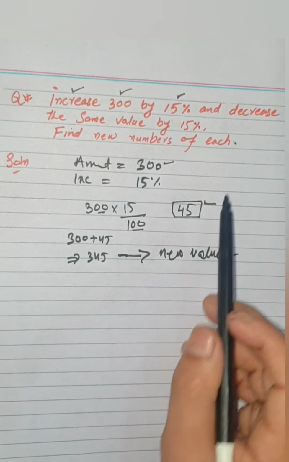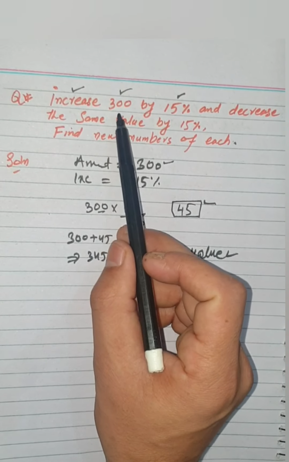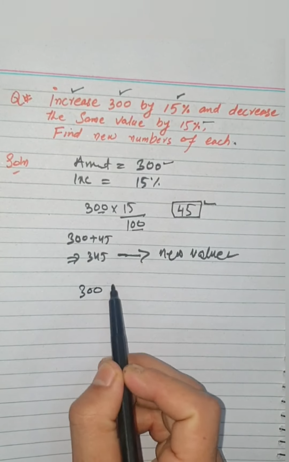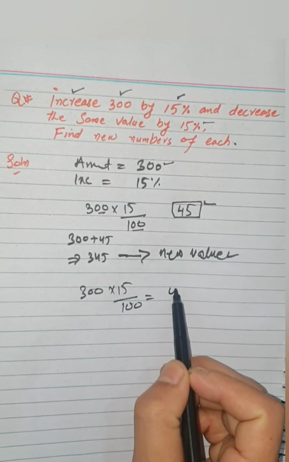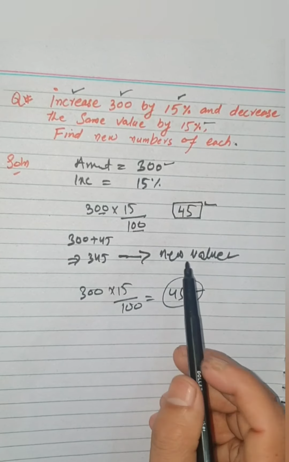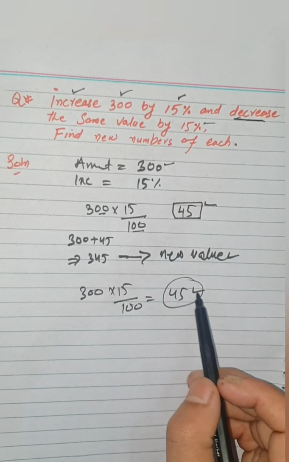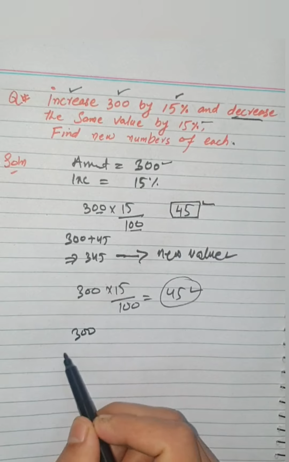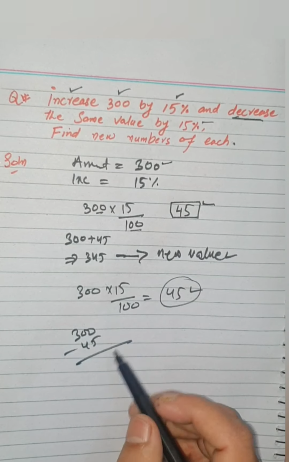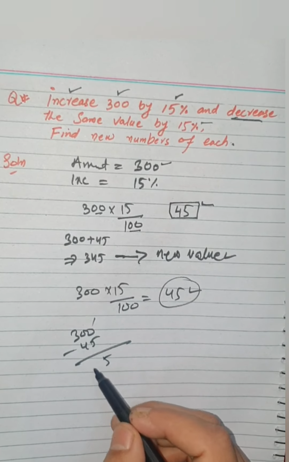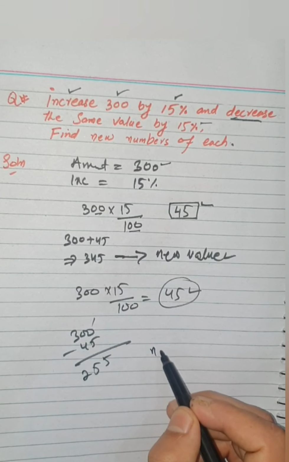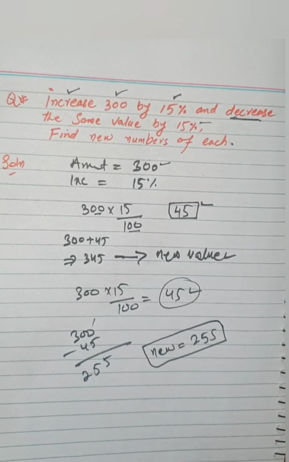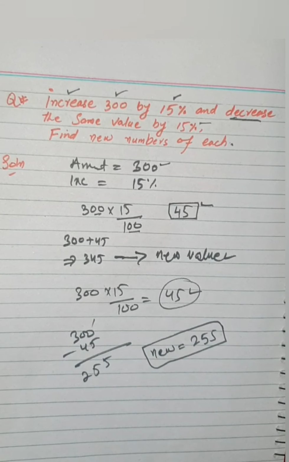Okay, the second part of this question is that the same amount is decreased by 15%. The same method will be applied. 300 multiplied by 15 divided by 100, the answer must be 45. Now, as this is a decrease, this 45 will be subtracted from 300. 300 minus 45, the answer would be 255. The new value is equal to 255. These are the same questions of increase and decrease in percentage.